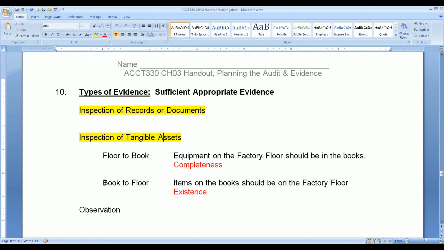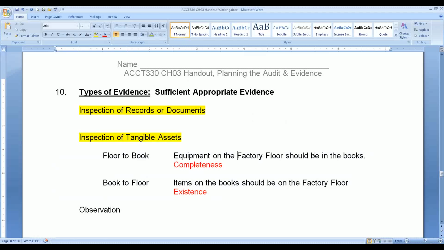The one, by the way, that you usually find the most errors with is this one, book to floor, because what happens is, well, let's take this one. When equipment comes in, there's all kinds of things. There's a receiving report. There's purchase orders. There might be contracts. There's all this stuff that kind of ensures that it's going to get recorded.